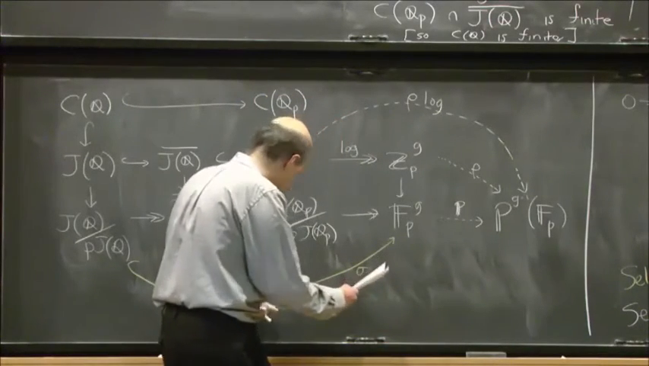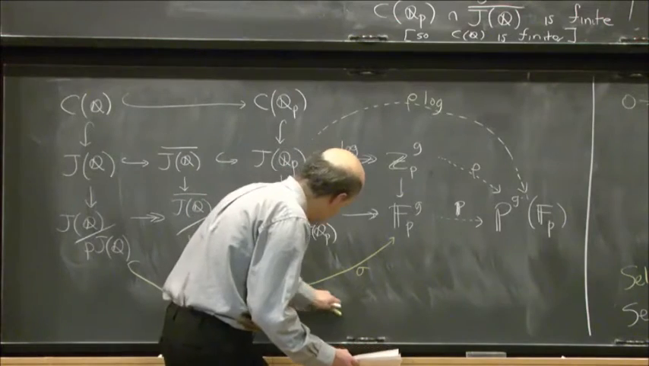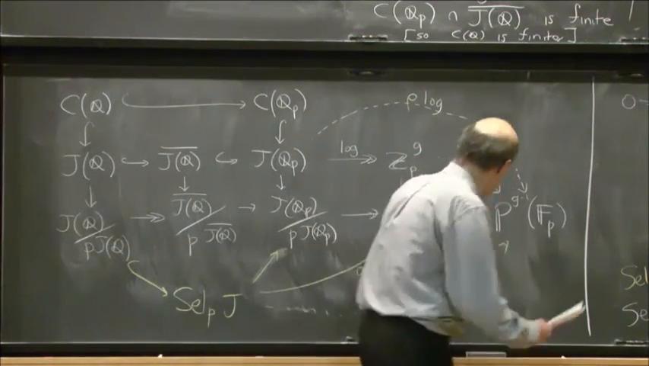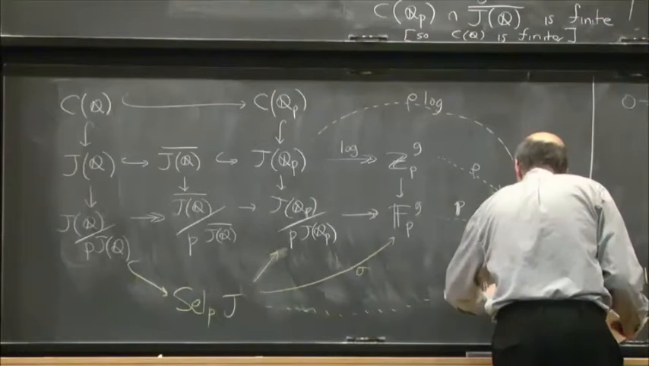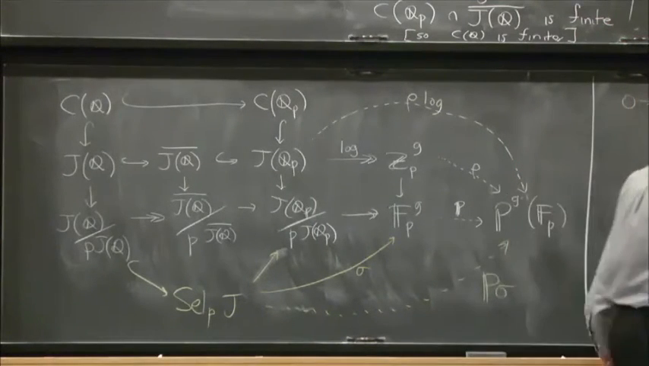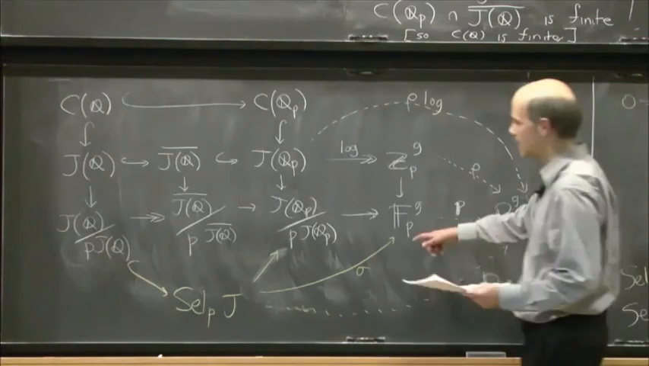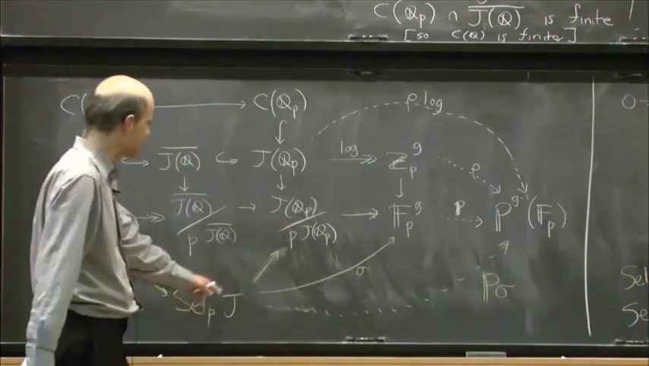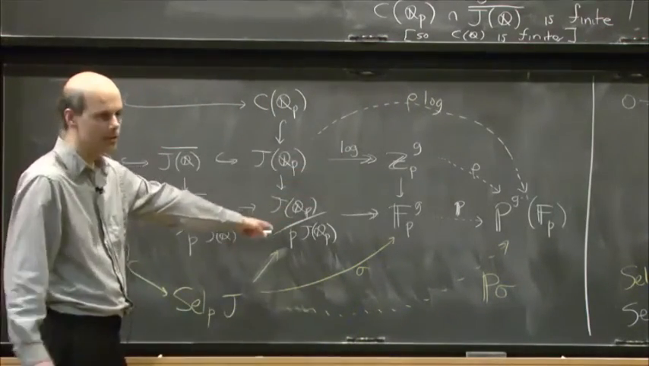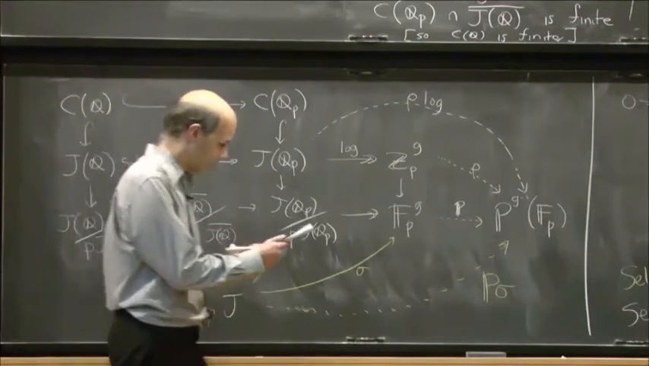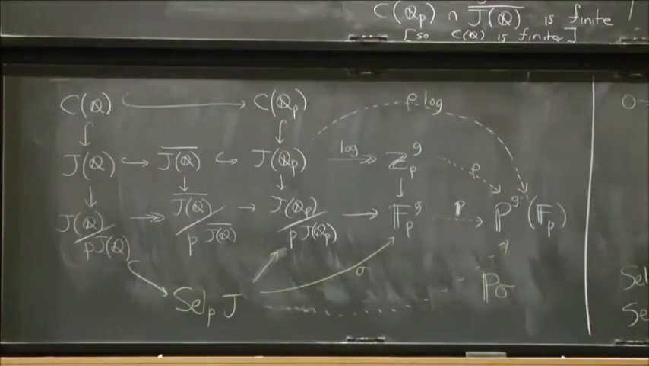OK, so now I have a partially defined map going to here called p sigma. So in order to get p-adic information about the Mordell-Weil group, I need to use this map. So I need to take v equal to p, and the other thing I'll want to use is some information about the Selmer group.